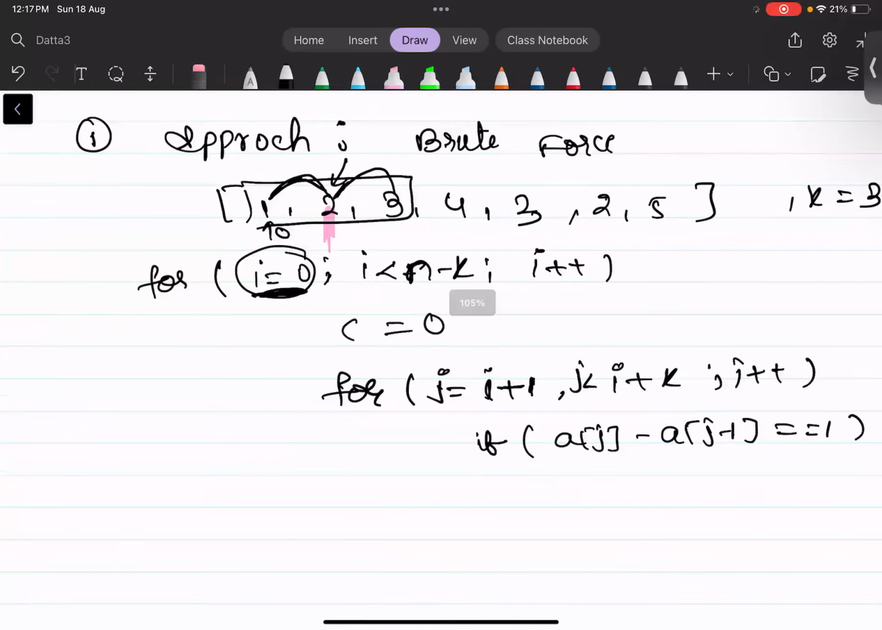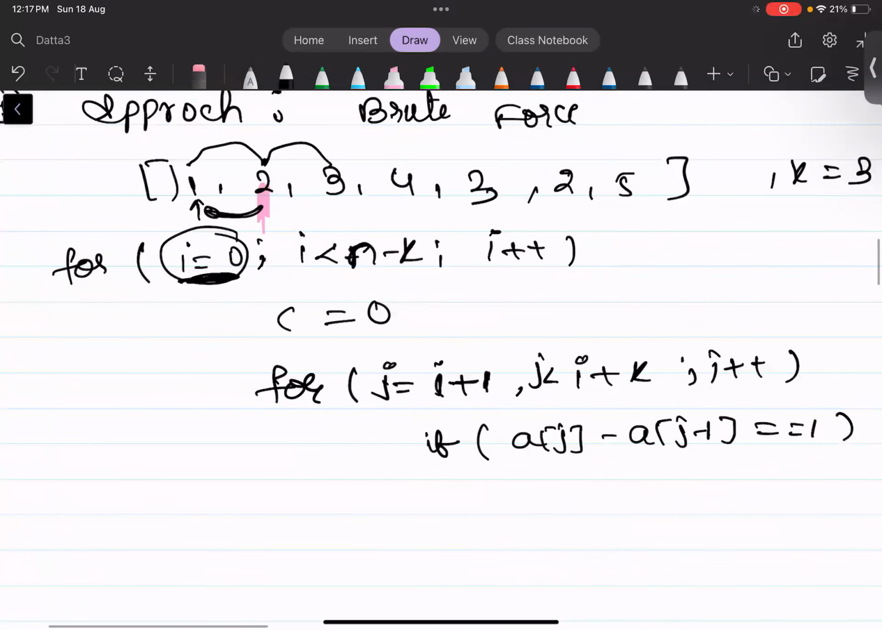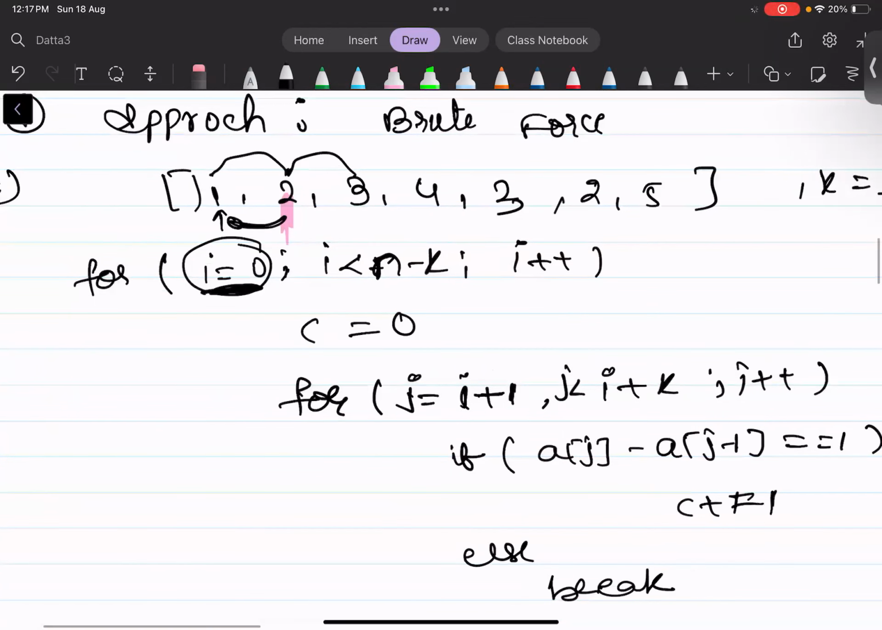because now I'm going to check subarray of size k, right? So now I'm going to check k minus 1 conditions, k minus 1 number of times, and check whether the difference of adjacent elements is 1 or not. So if this is 1, I'm going to increase my count by 1. Else I'm going to break from it, because the subarray starting from 1 does not have k consecutive elements which are increasing.